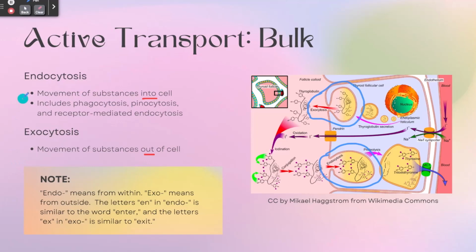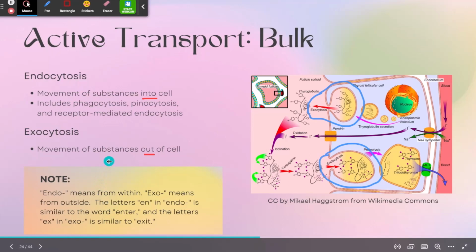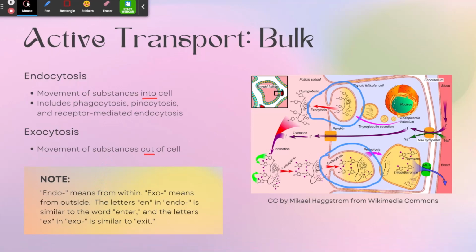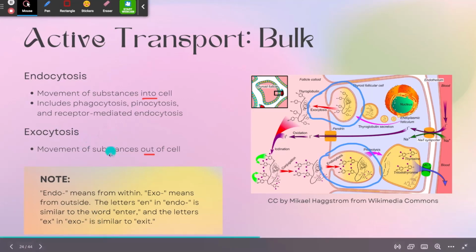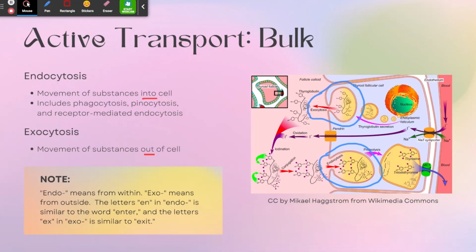With my notes here, I've included that the prefix endo means from within. The prefix exo means from outside. So the letters en in endo is similar to the word enter, and the letters ex in exo is similar to exit. So for endo, you could think of something entering the cell, and for exo, you could think of something exiting the cell.